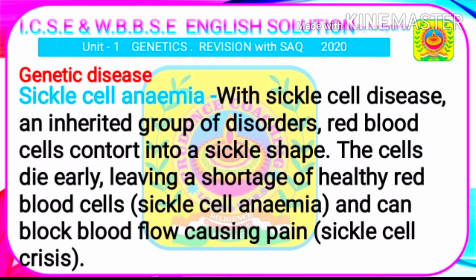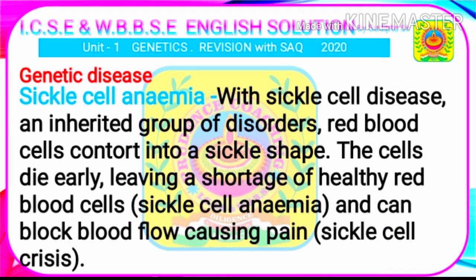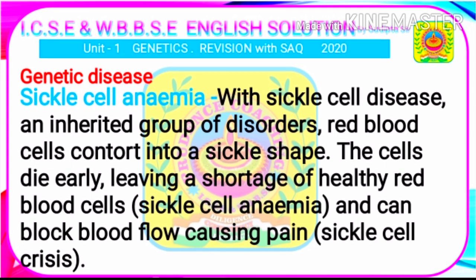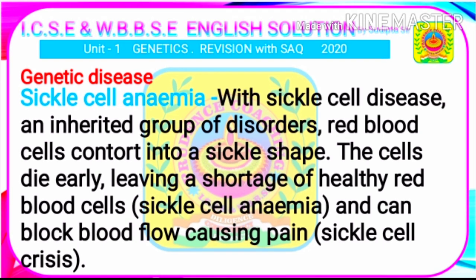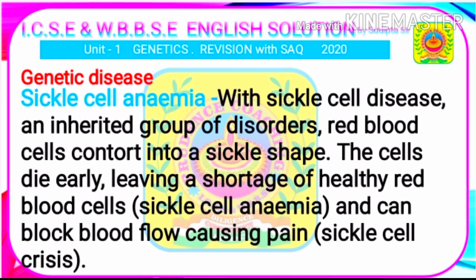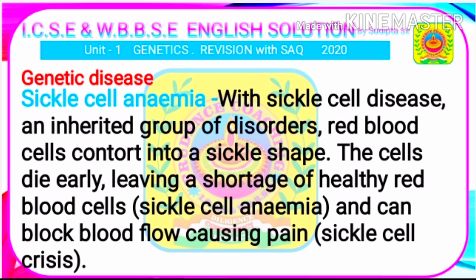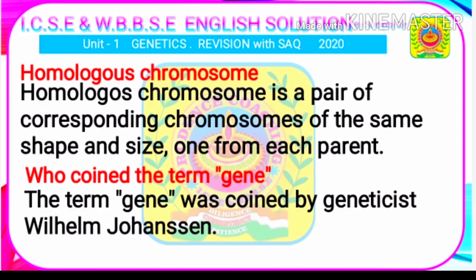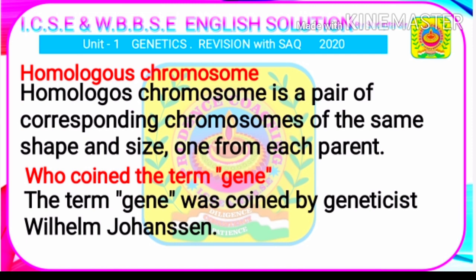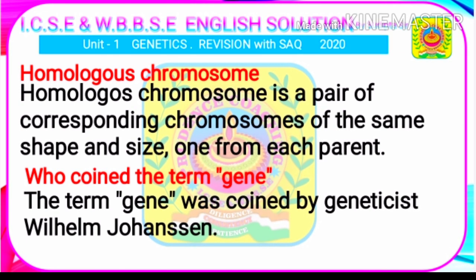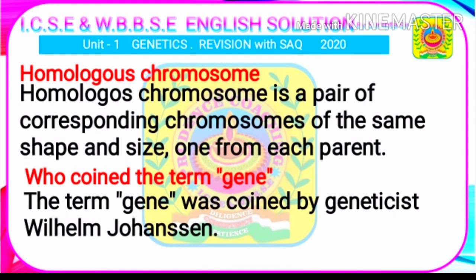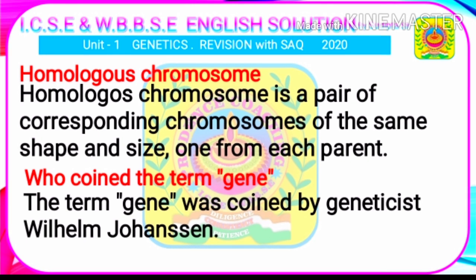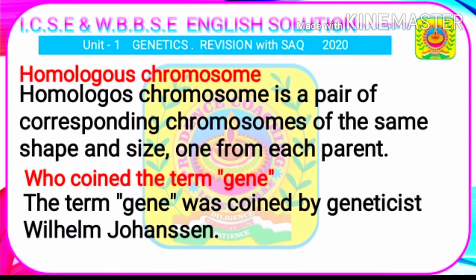The next one is sickle cell anemia. When a person is suffering from sickle cell anemia, his or her RBC or red blood cell forms a sickle cell, and for this there is a blockage in the blood vessels, and as a result the person feels a lot of pain. Homologous chromosome. Homologous chromosome is a pair of corresponding chromosomes of the same shape and size, one from each parent. Who coined the term gene? The term gene was coined by geneticist Wilhelm Johansen.